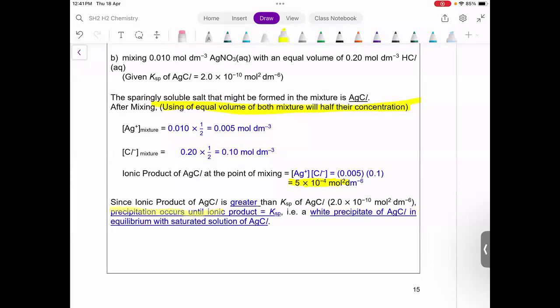Precipitation occurs until ionic product equals Ksp. Do you know what it means? The value is the same. So what's the significance of ionic product equals Ksp? Yeah, the solution is saturated. It's already carrying the maximum amount of ions. Carrying the maximum amount, it is not going to push out any more. It's comfortable with this maximum amount.